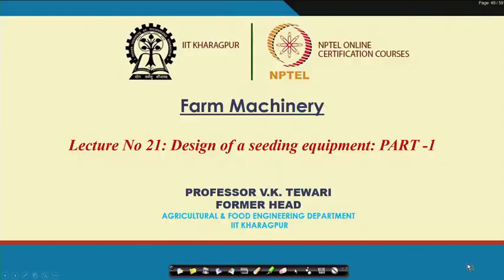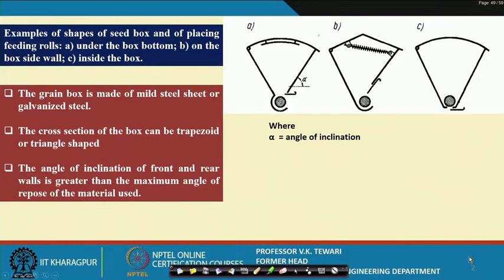So, I have broken it down into 3 parts. In part 1 of this seeding equipment design, we will just talk of the hopper. Where is the location of the hopper? What are there with respect to the hopper? Where will the metering shaft be there? What type of metering will be there? All this design. So, we talk of the examples of shapes of seed boxes and placing of feeding rolls.